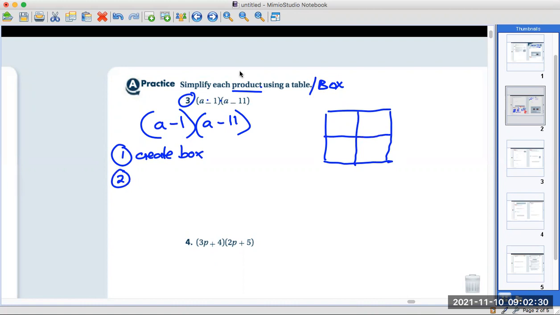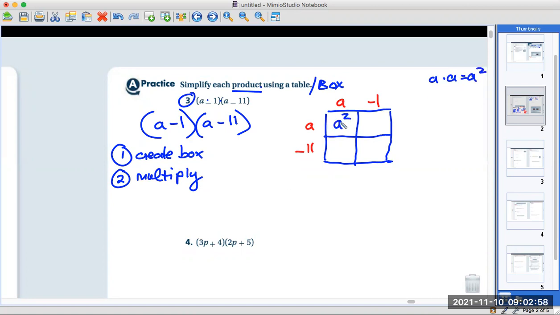We have to write the binomials, a minus 1, and notice I keep the sign with the 1, and a minus 11 on the side. Notice I keep the sign with the number. That's important, otherwise you get messed up. Fill in the box or multiply. The first step is multiply. So a times a is a squared.